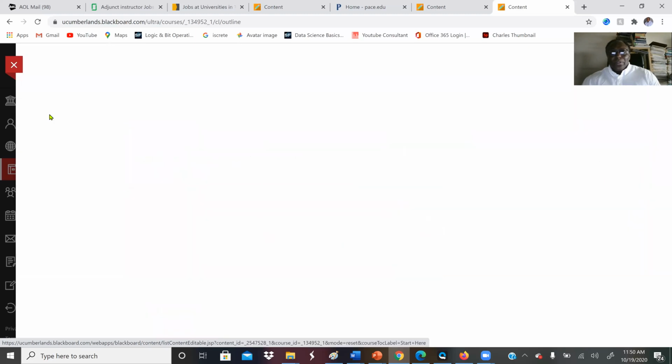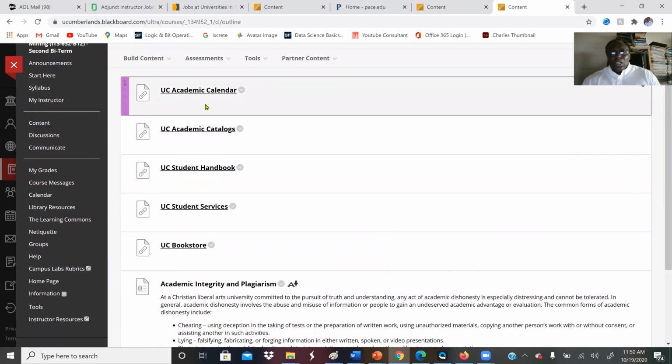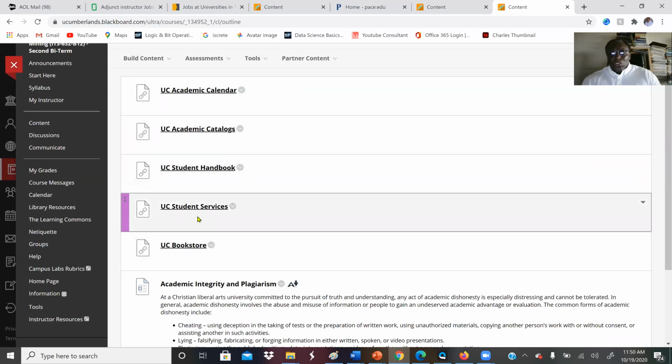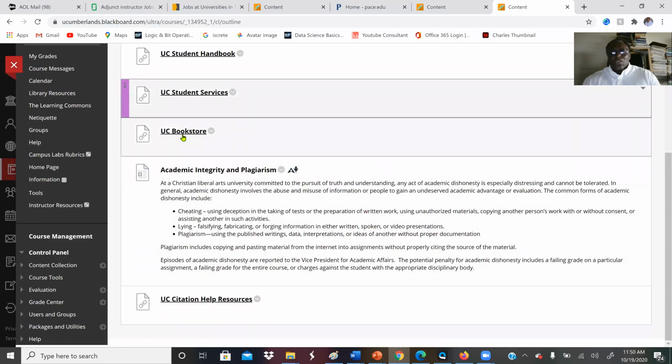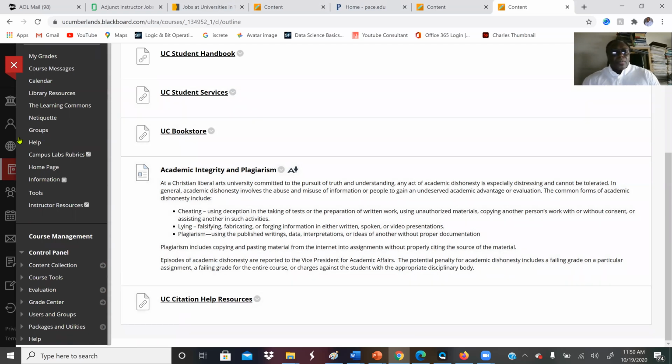And when you click start here, we have a few items here which are very important. For example, the school academic calendar link is here. The school academic catalogs, which again explain almost all the programs, the computer science, almost all the programs in the institution, other business, media, criminal justice, liberal arts, everything is here. Also, we have the student handbook, student services. So again, if you haven't seen any of these documents, most likely most of you know it already, then that's fine. You can go through them. Also, we have the academic integrity and plagiarism, which possess some concerns here. Then this is the start here.